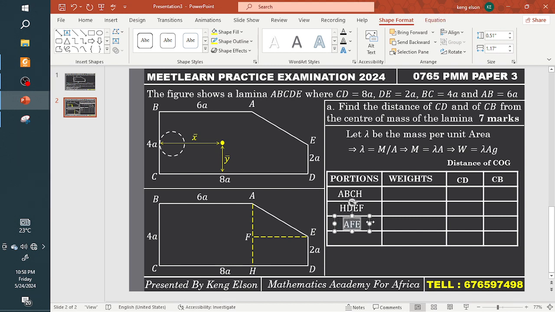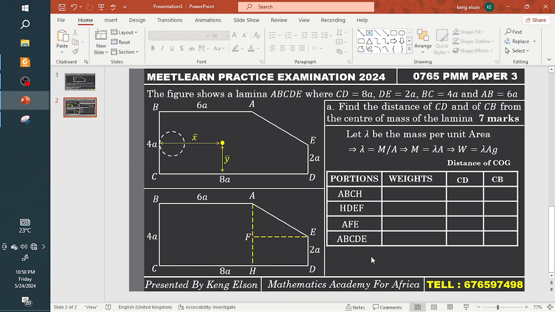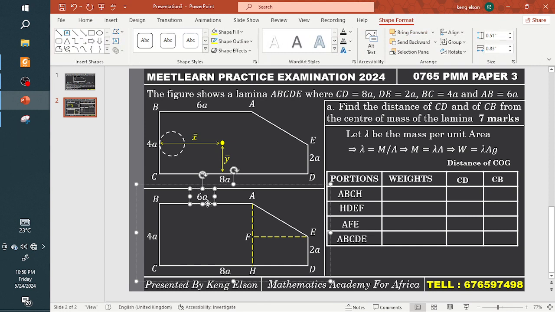A F E. And then my last portion is the whole lamina, which is A B C D E. Okay, now after doing this, I could also indicate the various distances. This distance is going to be 2a. This one here is going to be 2a, because, as we are going to explain, this is 6a, right?